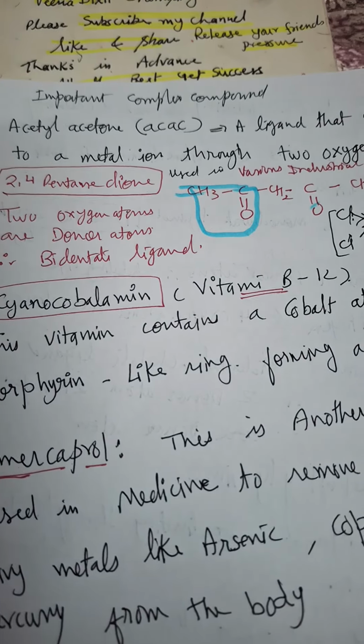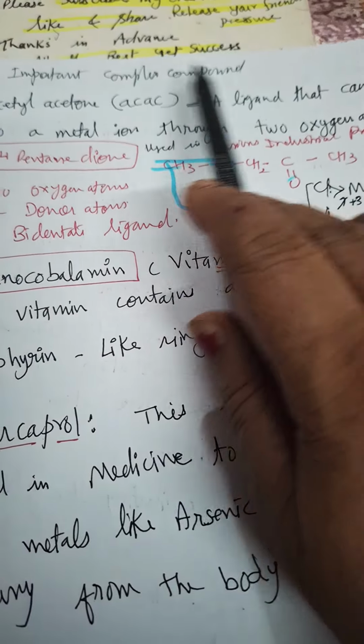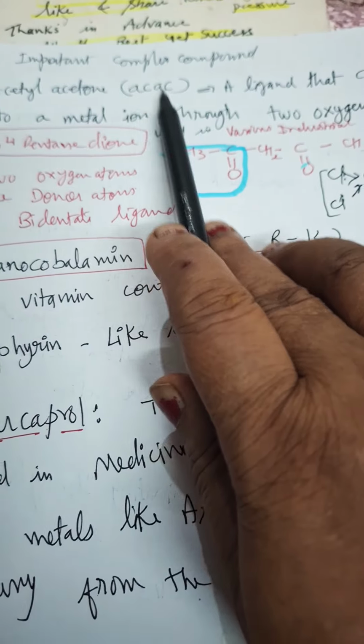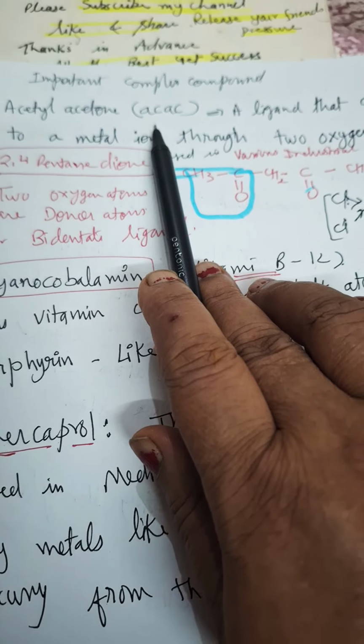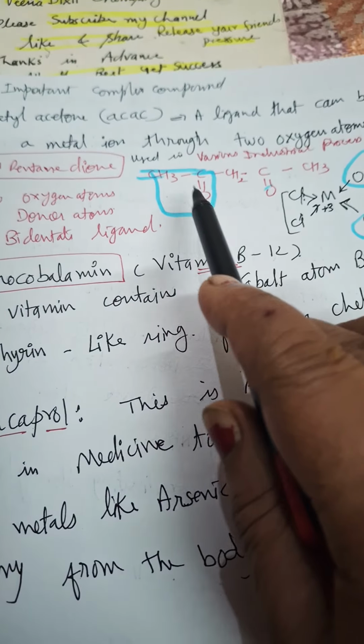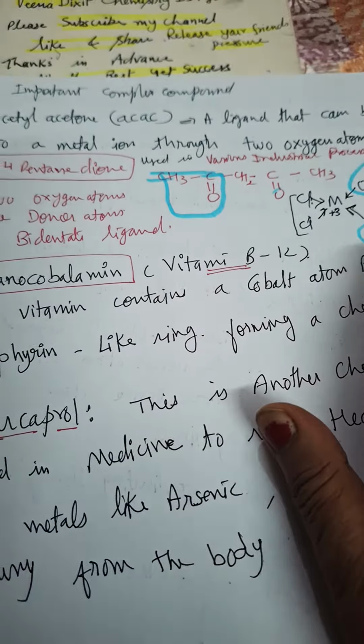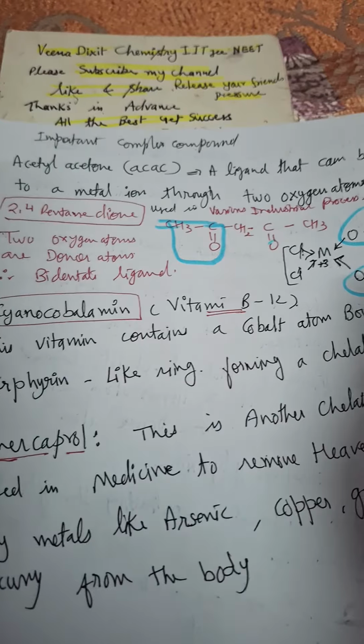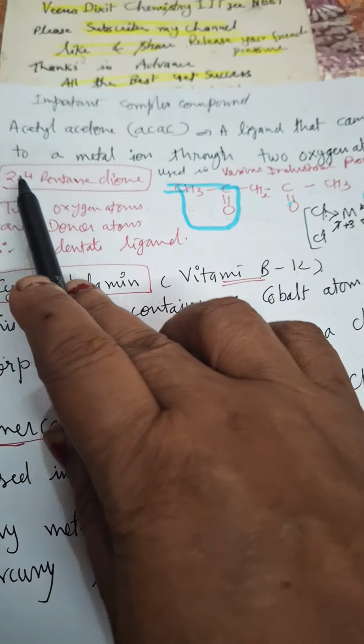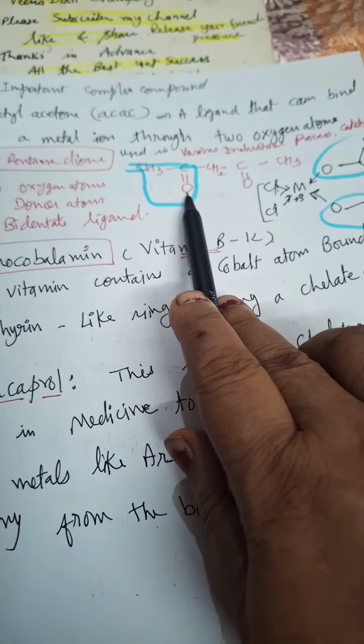Hello student, here we discuss some important complex compounds. Acetyl acetone, ACAC it is written. It is very important for competitive exams. You should know about the IUPAC name, then it will be very easy for you. Acetyl acetone is difficult to learn, but 2,4-pentanedione is very easy to do.